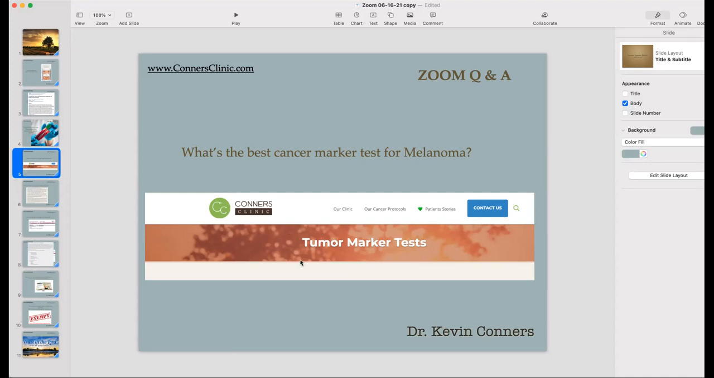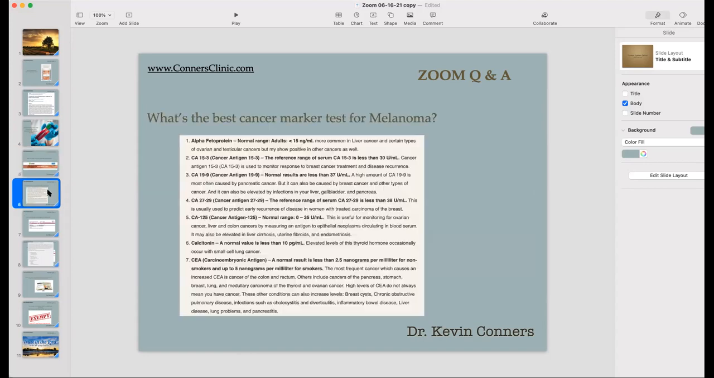So tumor markers or cancer markers are blood tests that can help give you some indication of where you're at with your cancer. Now, again, those tumor markers in that article that I wrote are listed, and here's the top 7. I left out PSA because that would be very specific, obviously, to prostate. But here's the top tumor markers that a person would run.